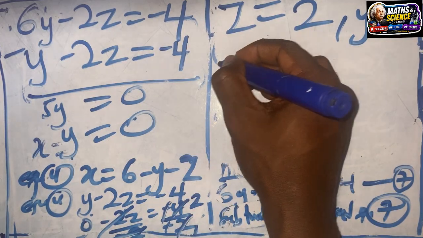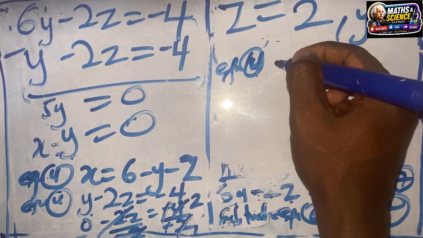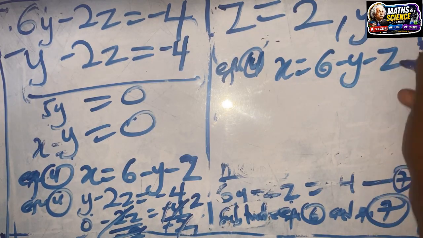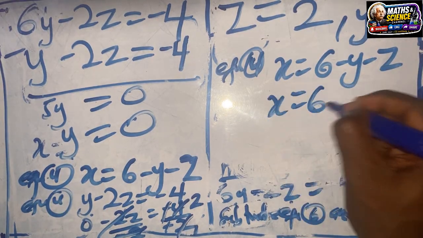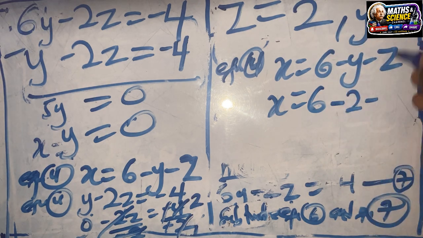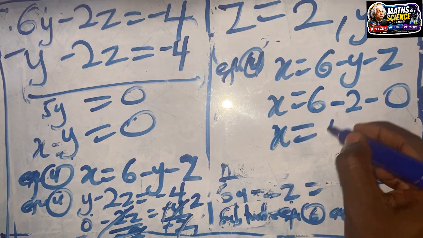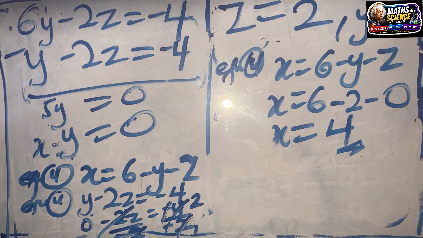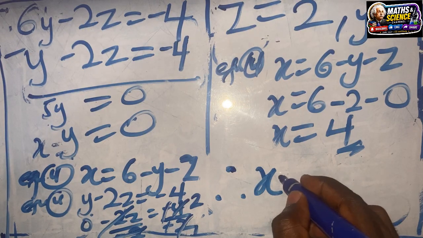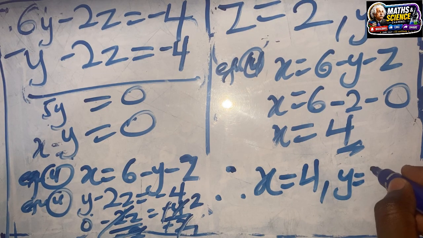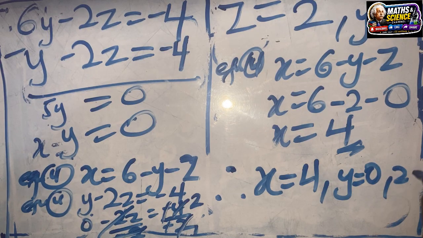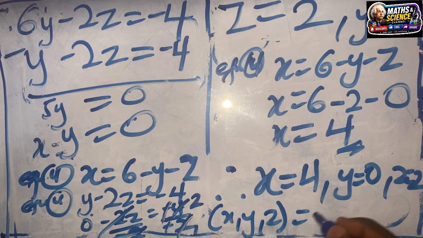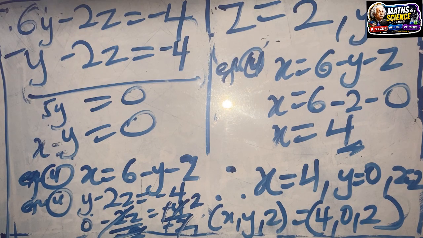So from equation 4 we know that x equals to 6 minus y minus z, and therefore x is equal to 6 minus y, which is 0, and then minus z, which is 2, and therefore x is equal to 4 in this case. So from here I have all possible values of x, y, and z. Therefore we can conclude that x is equal to 4, y is equal to 0, and z equals to 2 in this case. So these are the possible values of x, y, and z.